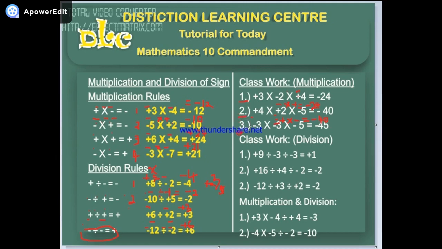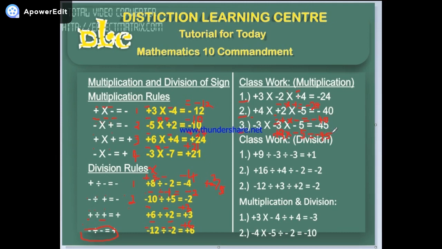And the next question, which is question 3. What we're going to do here is minus times minus will give us plus. You can say 3 times 3 will give us plus 9. Plus 9 times minus 5. Plus times minus is minus, and 9 times 5 is 45. So that will give us minus 45. So that is correct.